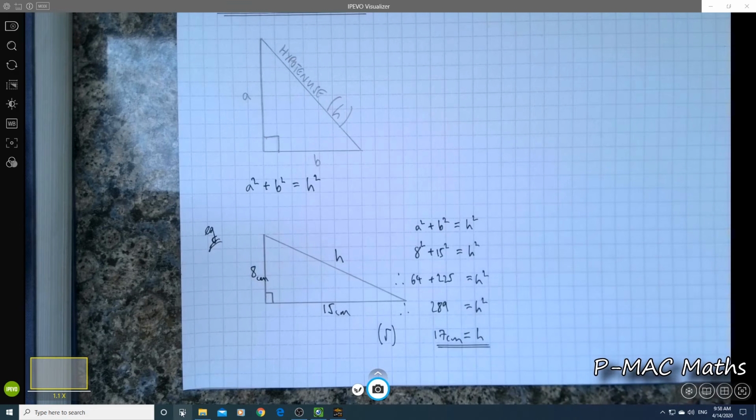So that's the kind of working you should be doing. And that's the kind of diagram we should be doing as well. I didn't draw this to scale, but it is a right angled triangle, and I did use a pencil and ruler. I have labelled my sides, and I have solved the problem.